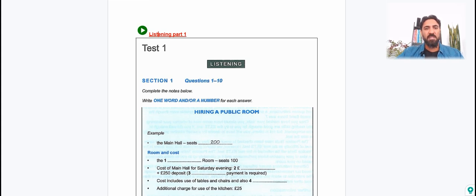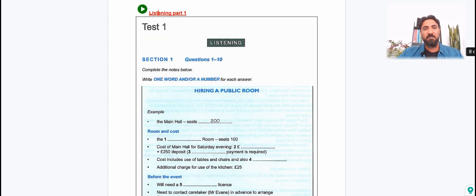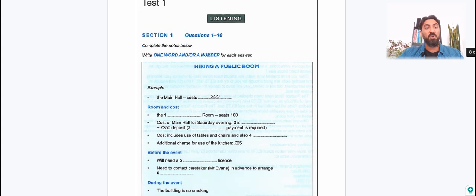So you will get a listening, and at the same time, you will get some questions. Now, it's always a good idea to read the questions before you listen, because you will get an idea of what you need in the answers. So we have topics like hiring a public room. We have explanations like section 1, complete the notes, and you have the number of words that you're allowed to use. For example, for this test, you can only use 1 word or 1 number.